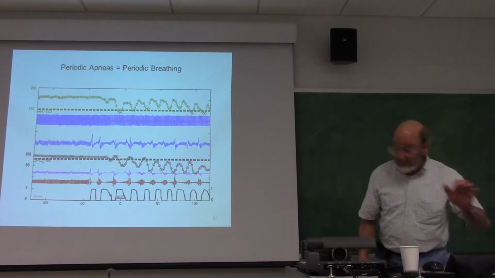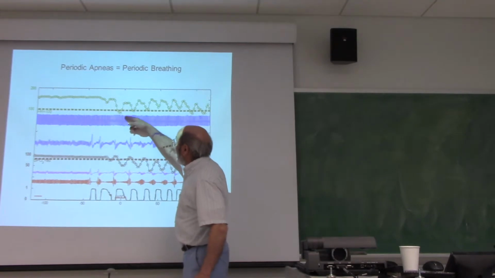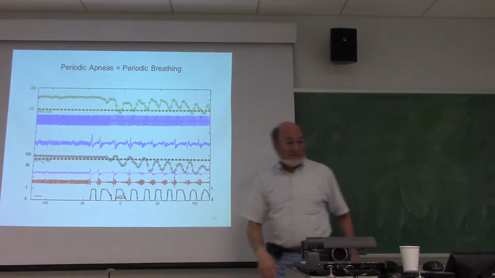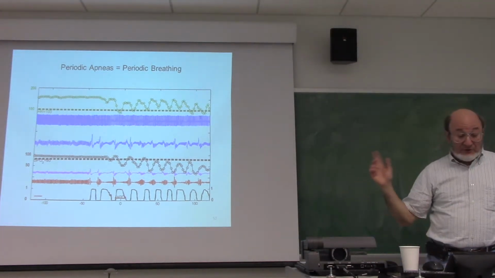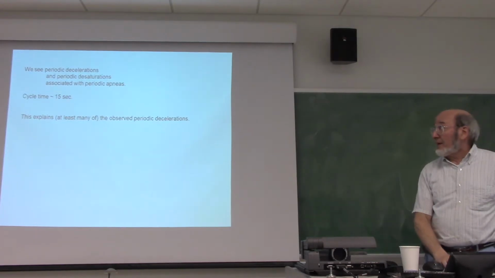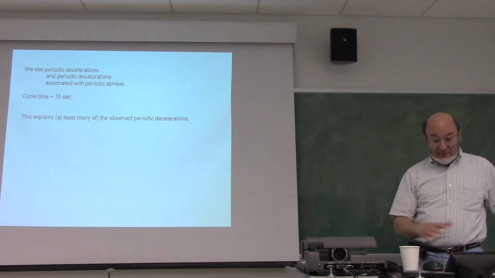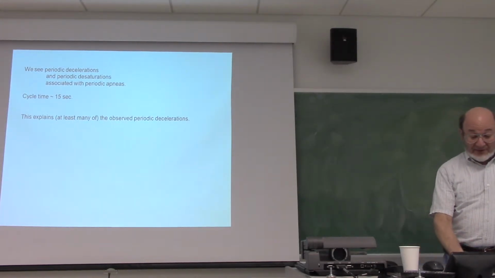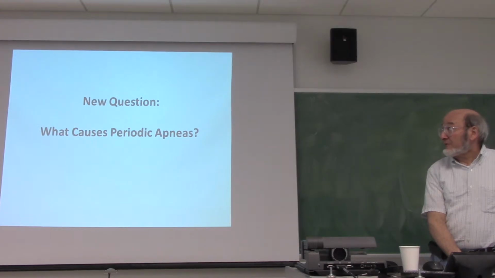Oh, I didn't show you that. Along with these apneas, the heart rate slows down, and we're seeing periodic decelerations of the heart. Well, we think that those periodic heart rate decelerations are usually caused by these periodic apneas. The cycle time is about 15 seconds. They're clearly associated. I don't know that it's associated 100% of the time yet, but this explains at least many of the observed periodic decelerations.